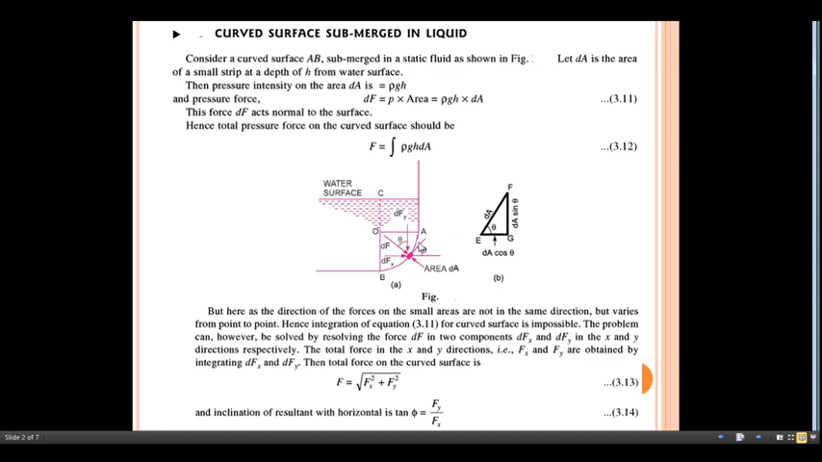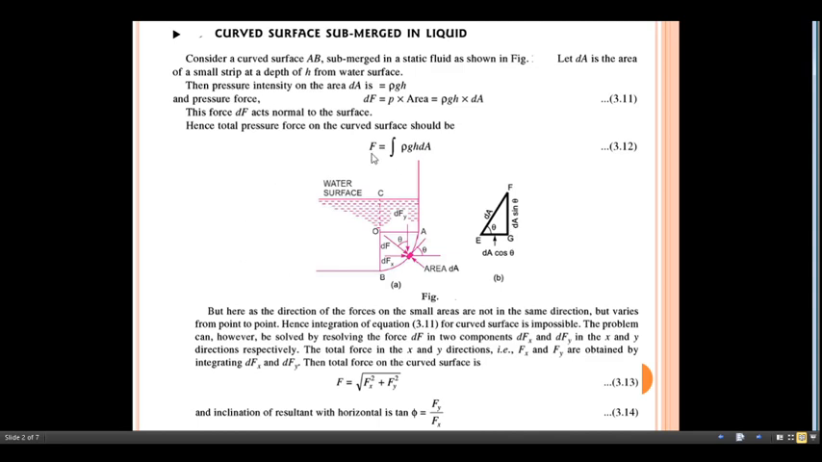Before that, let me draw an enlarged diagram of this. Here the inclined line is dA, and the angle is theta. We have considered the portion E, G and F. The adjacent side of this theta is dA cos theta, and the side opposite to this theta is dA sin theta.